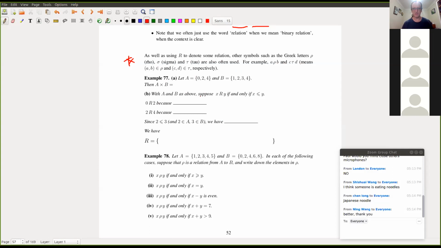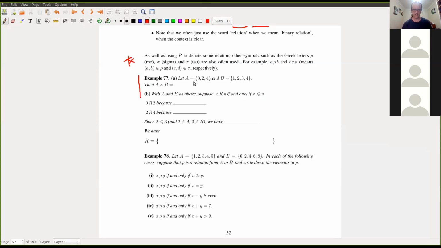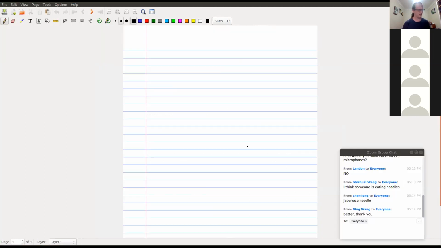Like this one with A and B, we might do this quickly. We've got 0 to 4: 1, 2, 3, 4. I'll try my best to draw this. The relationship is in this subset if x is less than or equal to y. It's going to be a bit sketchy with my set up here. So we can do this as a plot.